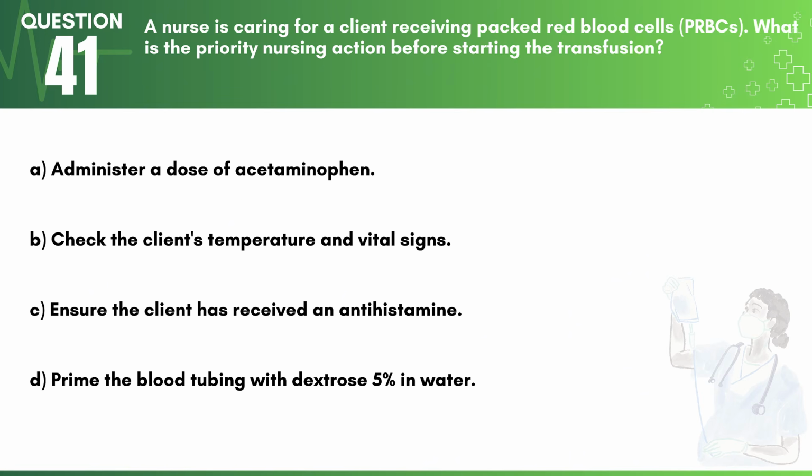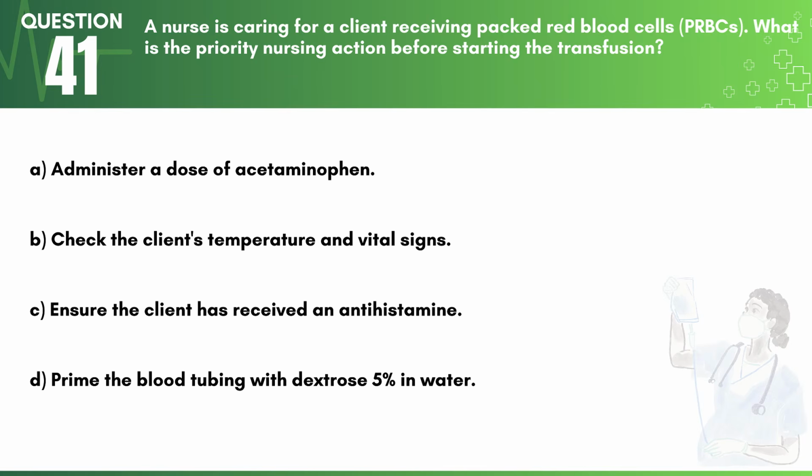Question 41. A nurse is caring for a client receiving packed red blood cells, PRBCs. What is the priority nursing action before starting the transfusion? A. Administer a dose of acetaminophen. B. Check the client's temperature and vital signs. C. Ensure the client has received an antihistamine. D. Prime the blood tubing with dextrose 5% in water.